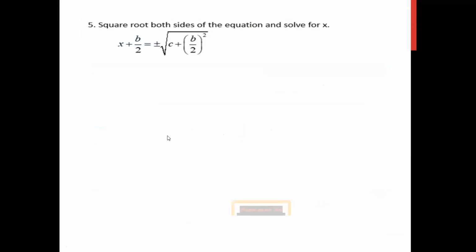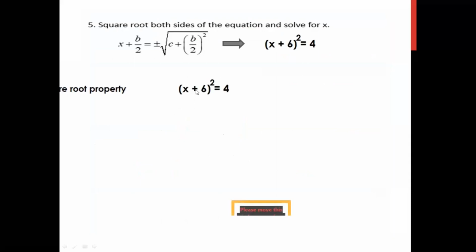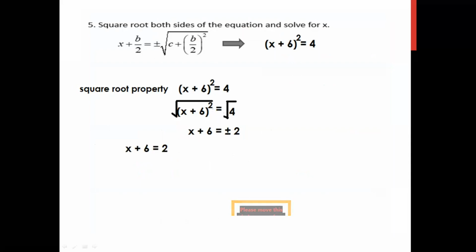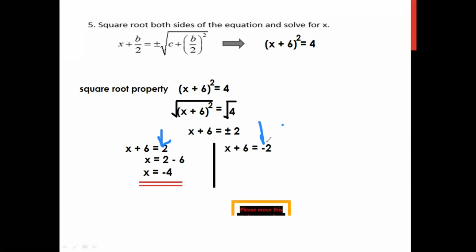And then after that, use the square root property to solve. Square root both sides, so we get x plus 6 on the left. On the other side, the square root of 4 is positive and negative 2. Then let's take the roots. The first one is positive 2, so we get negative 4. Then the other root, negative 2, so we get negative 8.